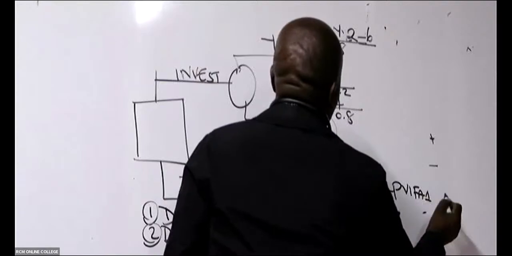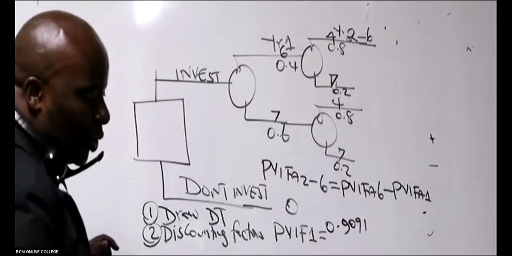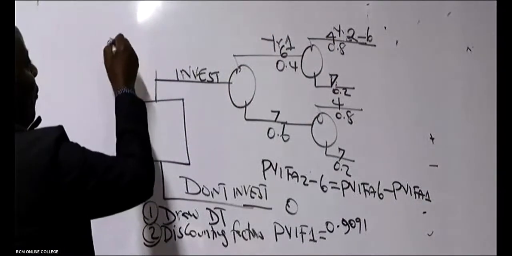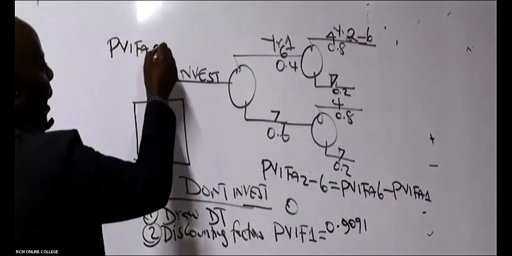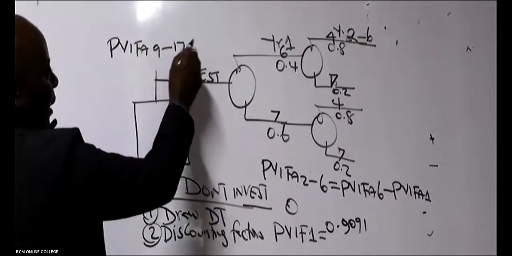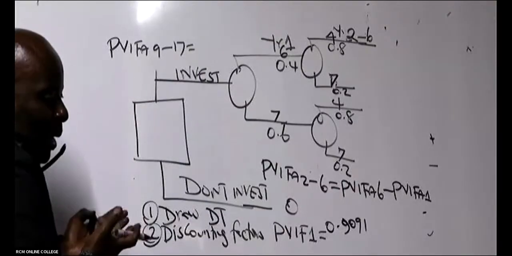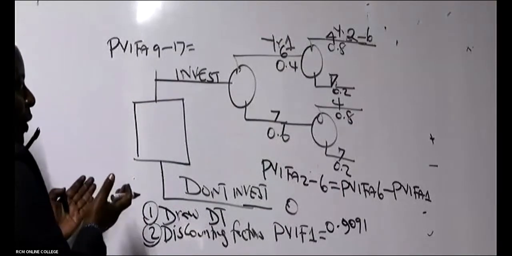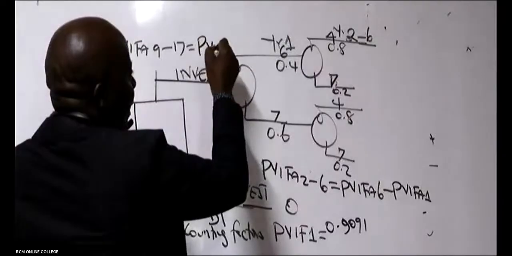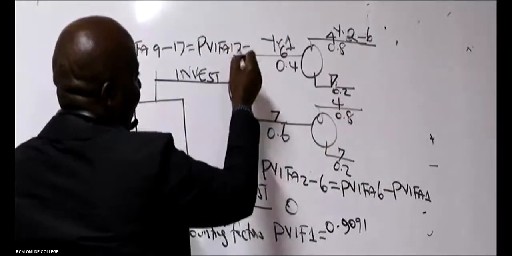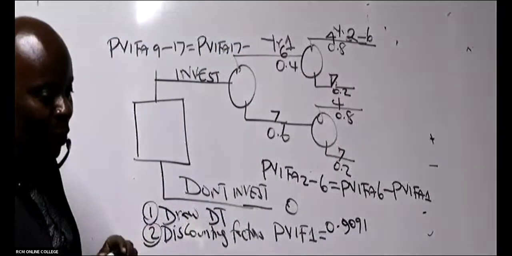Please listen. When they're giving you PVFA 9 to 17, don't write this. Just help me expand it. PVFA 9 to 17 will be PVFA what here, somebody? 17 minus PVFA what here, somebody?